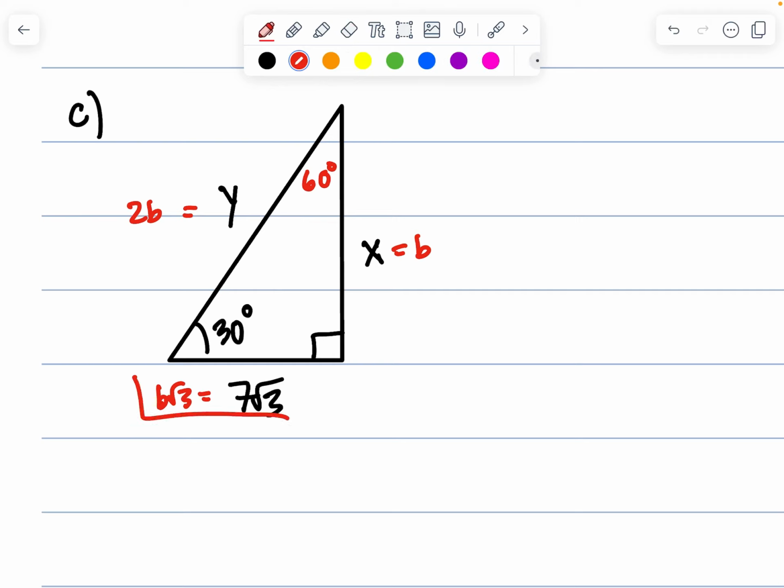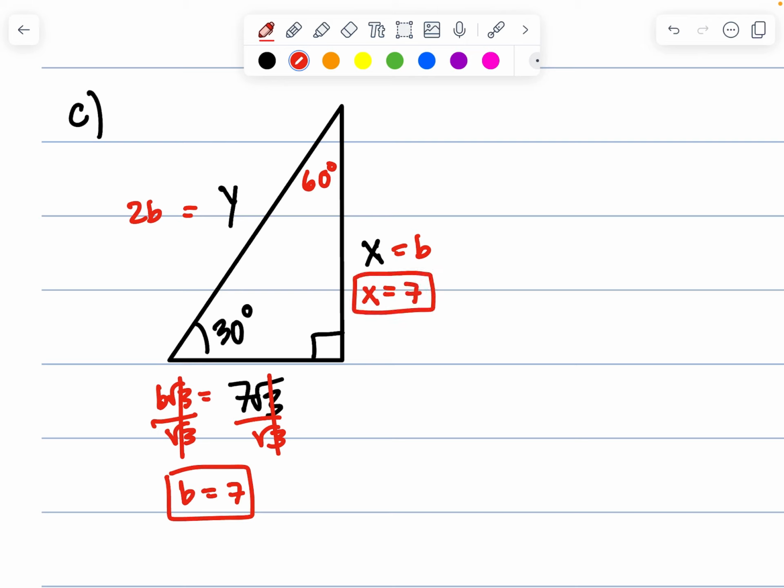But once again, this is an equation. Since this is an equation, we could actually solve for B. Divide both sides by root 3. This is the very convenient part because this side is written as 7 root 3, so root 3 divided by root 3 cancels out. And now we have B is equal to just 7. So now we could say X here is equal to 7 since that's our B side. And then we could say this is 2 times 7, which means 14. Y here is equal to 14.